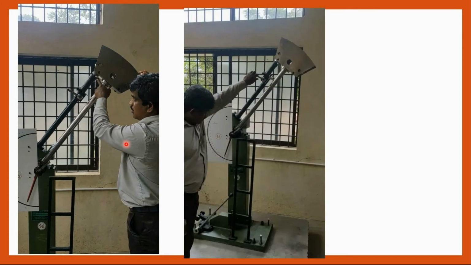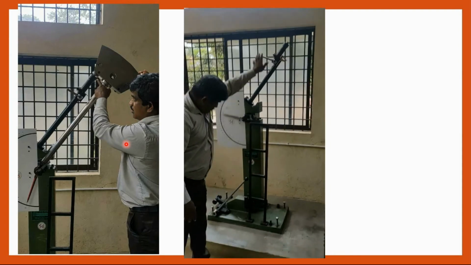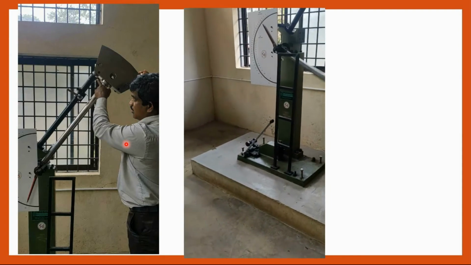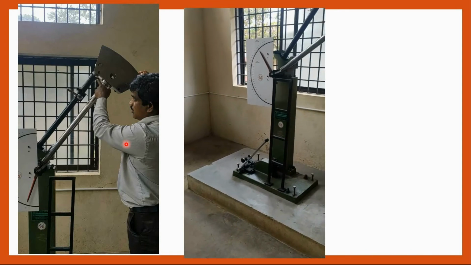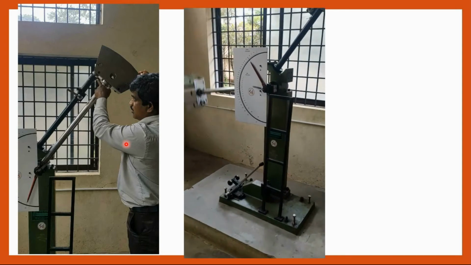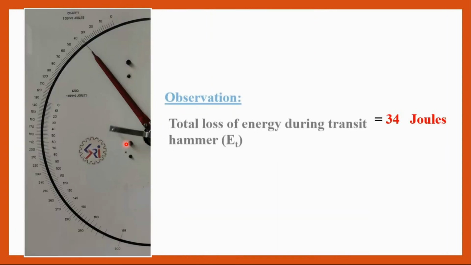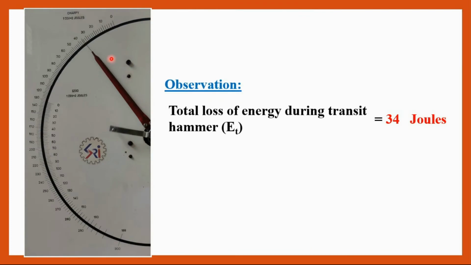After that, release the hammer. Now the energy is absorbed by the specimen. After the oscillation ends, take the reading. Now if I observe the scale, we got the reading like this. It is 0, 10, 20, 30, 32, 34 and 36. The pointer is at a position between 34 and 36.